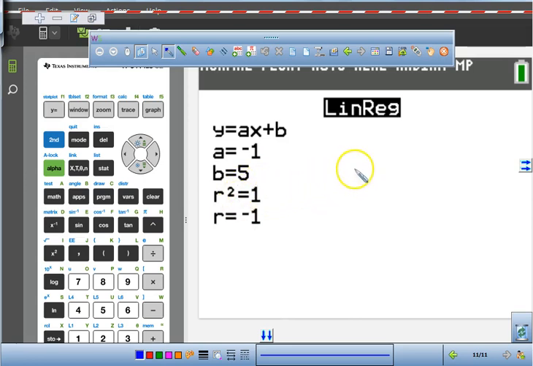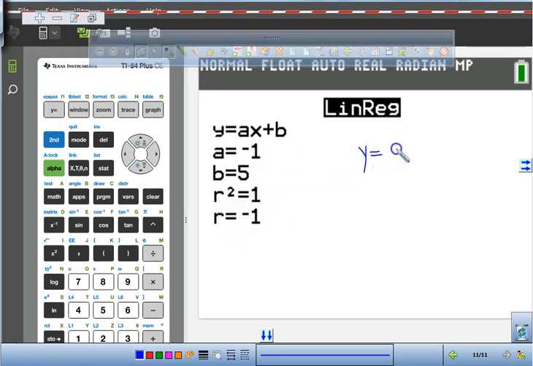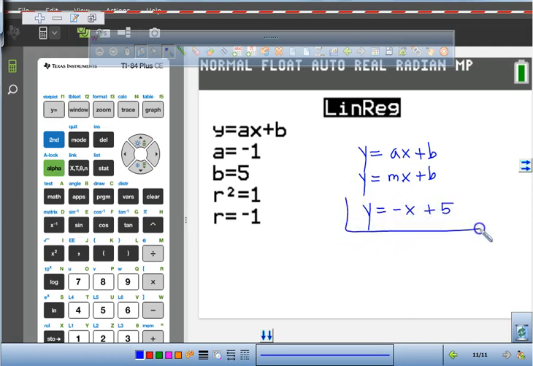I've been doing star problems, so don't worry about the r squared and the r. We'll get to r later, okay? So what I want you guys to understand is y equals ax plus b is the same as y equals mx plus b. So our answer is y equals -1x plus 5.